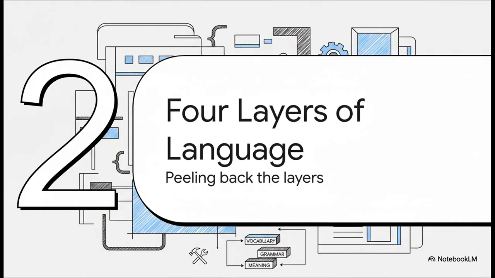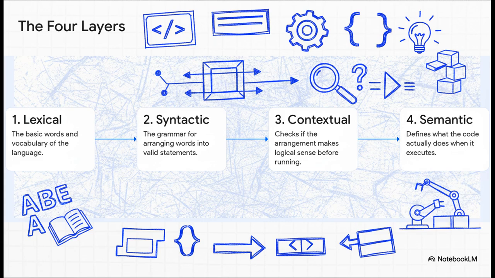To really get what's going on, we need to look at the different layers of this blueprint. You can think of any program as having 4 distinct layers of structure, and each one builds on top of the one before it. Let's start peeling them back. We start at the very bottom with the lexical layer. This is just the basic vocabulary, the words. Next up is the syntactic layer. That's the grammar that tells us how to arrange those words. After that, we get into the meaning, or semantics. And you'll see this actually has 2 parts, a contextual check before the program even runs, and then the final semantic meaning, which is what the code actually does at runtime.